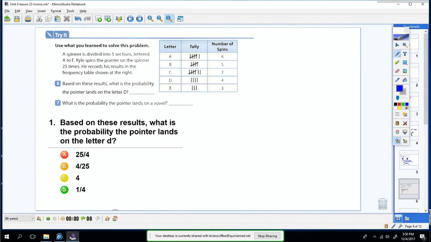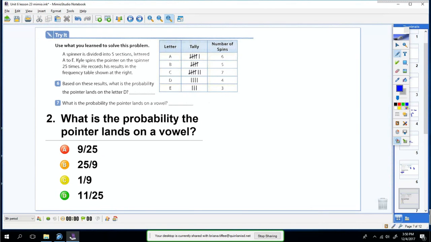So a spinner is divided into 5 sections, lettered A to E. Kyle spins a pointer on the spinner 25 times. So this right here adds up to 25. He records his results in the frequency table. So based on the results, what's the probability the pointer lands on a D? Well, D landed 4 times. So that'll be 4 out of 25 chances. So the answer should be B.